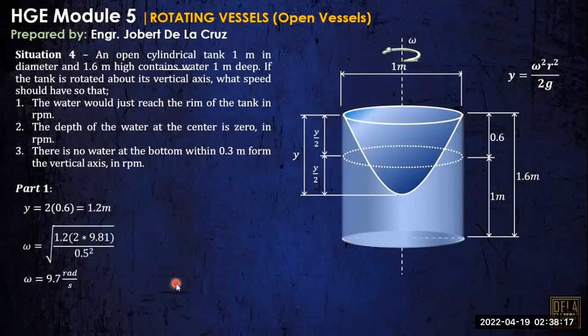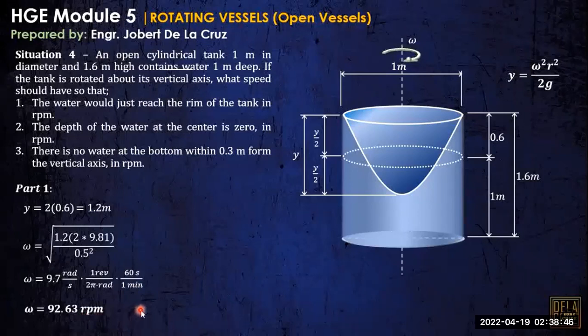But take note, yung tinatanong is in revolutions per minute. So, we should convert this one. So, by these factors. Okay? 2 pi radian is equals to 1 revolution. Okay? That is for us to cancel out this radian. Then 60 seconds is equals to 1 minute. Okay? So yung matitirang unit natin is revolution per minute or RPM.